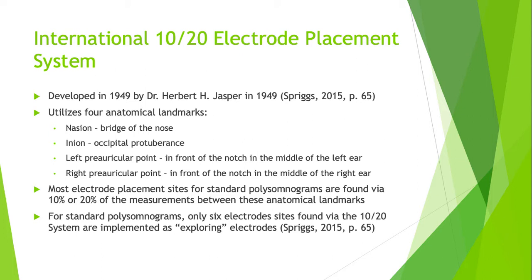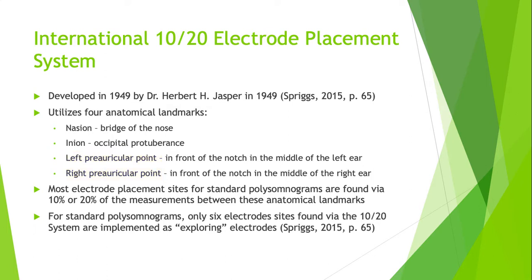This concept was initially developed by Dr. Herbert H. Jasper in 1949, so it has obviously withstood the test of time. 4 anatomical landmarks are located and implemented to aid in the measurement process: the Nasion, which is essentially the bridge of the nose, the Inion, or the occipital protuberance in the back of the head, and both the left and right preauricular points, which can be located directly in front of the notch in the middle of the ear.